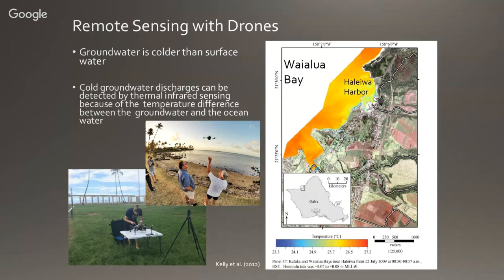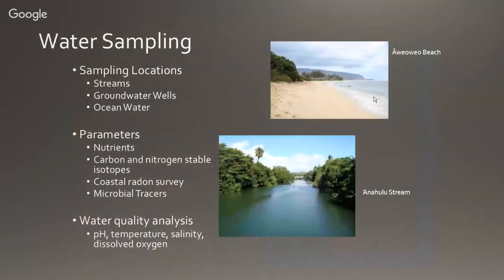The next thing we'll do is water sampling. We're going to get samples of water from streams, groundwater wells, ocean water, as well as directly from cesspools so we can see what sewage is made out of. We'll be measuring for nutrients such as carbon, phosphorus, nitrogen, nitrate, phosphate, and then carbon and nitrogen stable isotopes. A coastal radon survey will also be done, which lets you know where groundwater is coming out at the ocean.